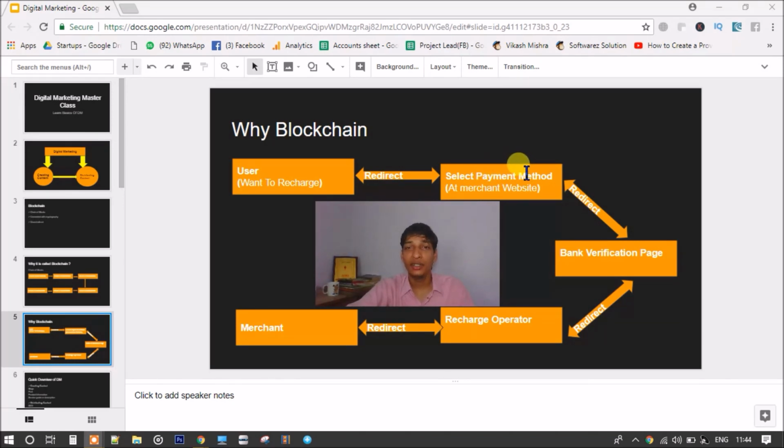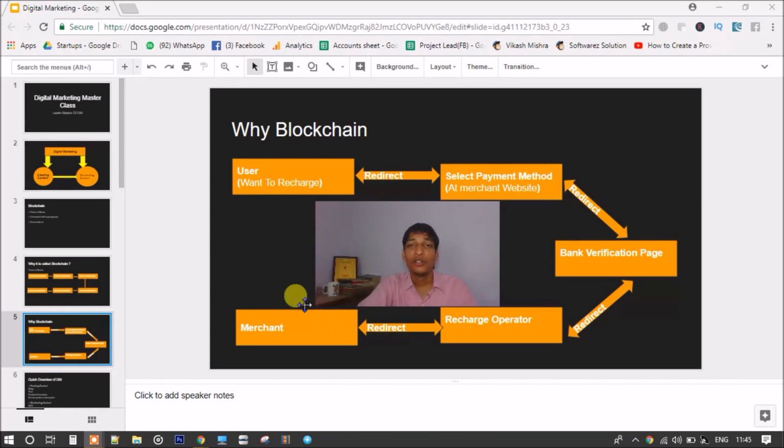After selecting your payment method, you are redirected to the bank verification page, where the bank verifies whether this is a genuine transaction or not, or you have to enter some kind of password or authentication to verify that the transaction is done by you only. Once your transaction is verified by the bank, you are redirected to the recharge operator, where if your transaction is successful, your recharge will be done. And once your recharge is done, you are again redirected to the merchant website.